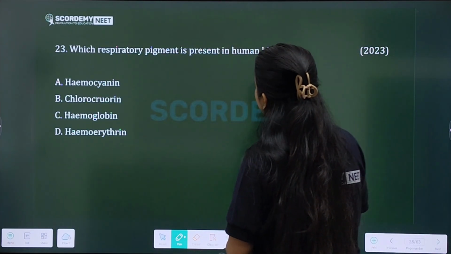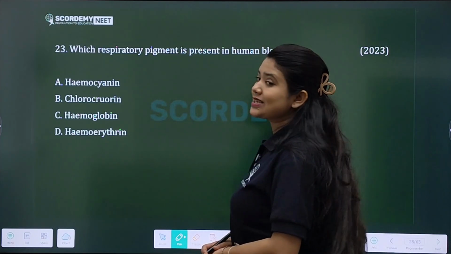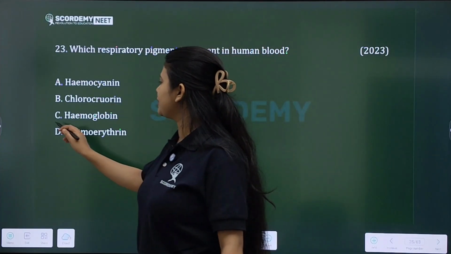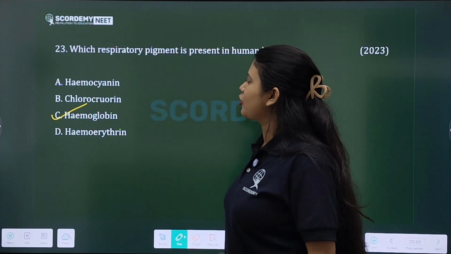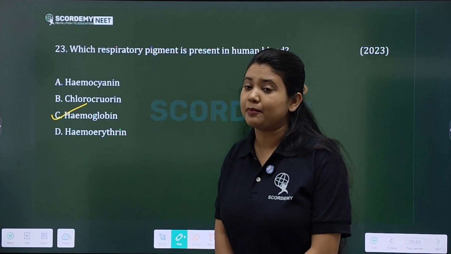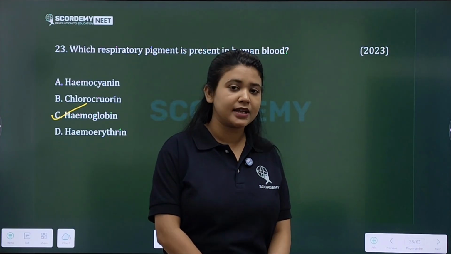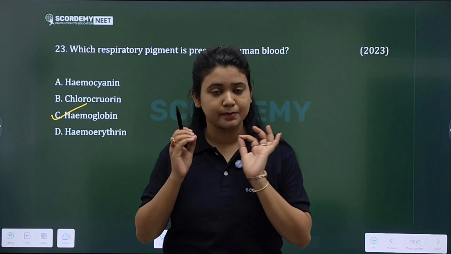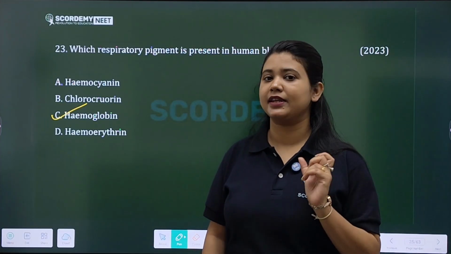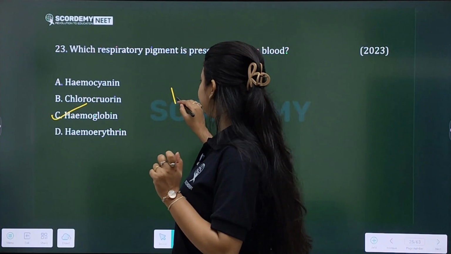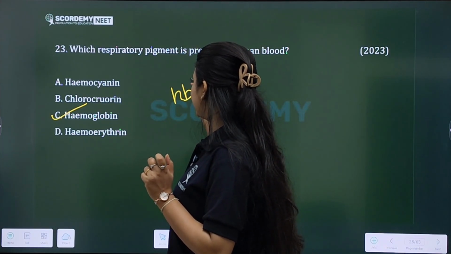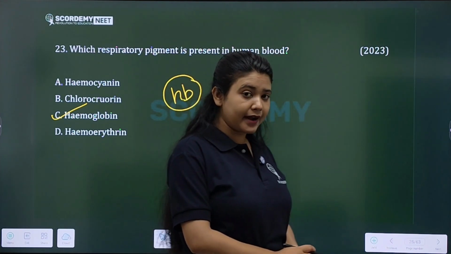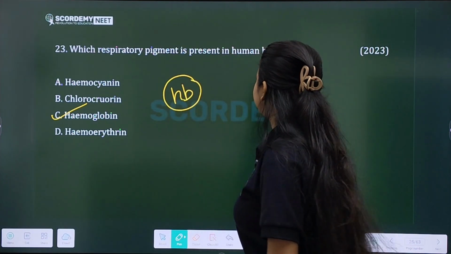Which respiratory pigment is present in human blood? This is a very simple question. This is your hemoglobin. This is the oxygen carrying pigment, or you can say respiratory pigment, present in our blood, and because of this pigment our blood is red in color. It is denoted by Hb and it contains iron. Hemoglobin contains iron.